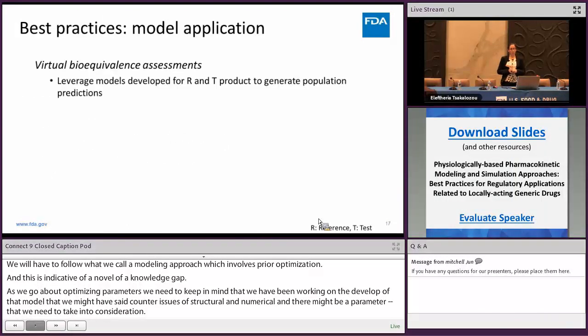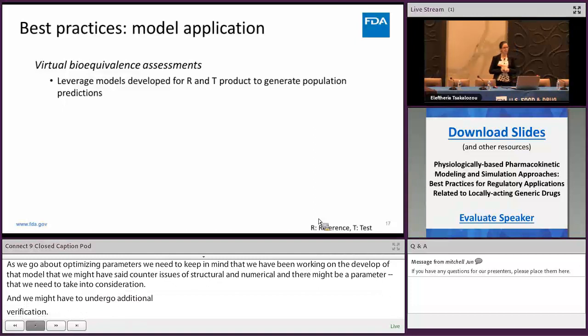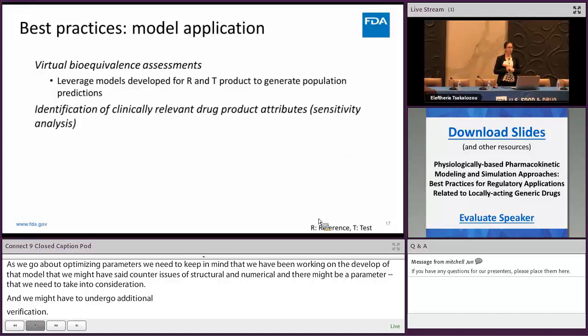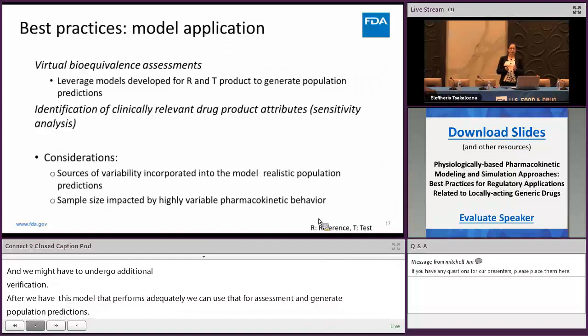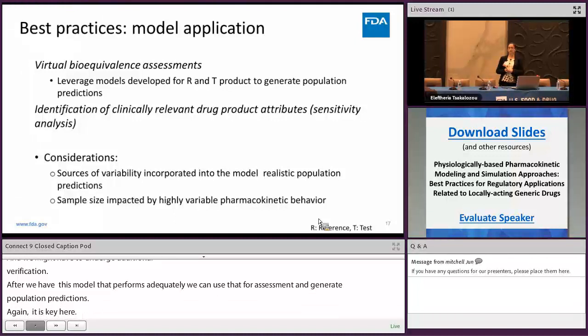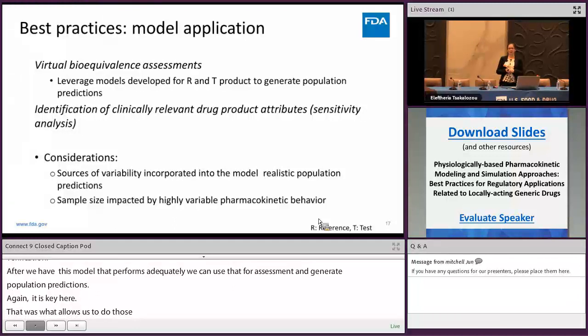And after we have a model that performs adequately, we can use it to perform virtual bioequivalence assessments. We can generate population predictions for the reference and the test drug product and perform statistical analysis. Or we can use it to identify clinically relevant drug product attributes by performing sensitivity analysis. Again, capturing the variability of a population or of a drug product is key here, because that would allow us to generate realistic population predictions. And sample size may be another consideration, since we need to keep in mind the potentially highly variable pharmacokinetic behavior of an API locally.